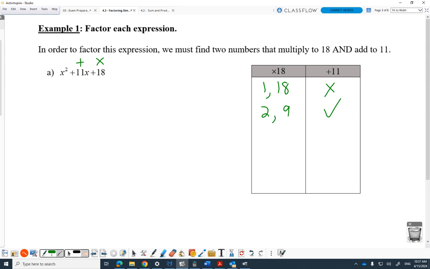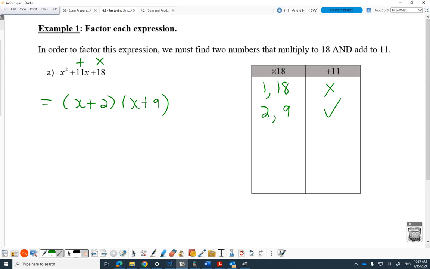Now, if you're like, what if I just know them? What if I just look at it and go, then don't build the table. You'll do this question, you're just like, oh, I already know what they are. x plus 2, x plus 9, I'm all done. Good. I'm so happy for you. Aren't you brilliant? Get one of your Easter chocolates out and eat it. I'm amazed at you.